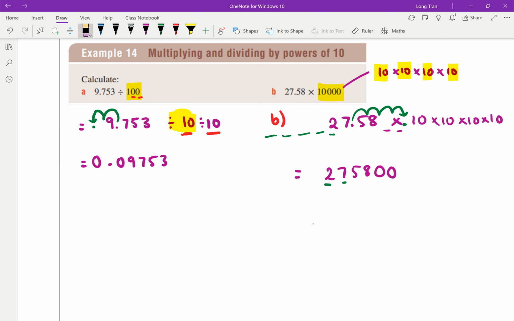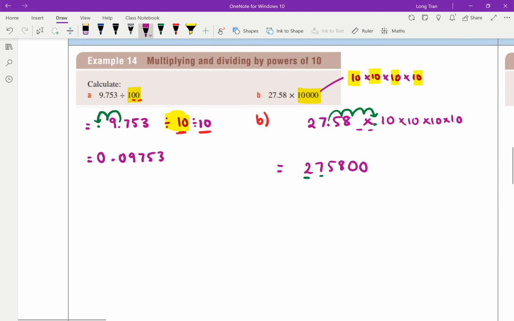That's okay. All right. So the idea is it's all about when you're multiplying, you move forward to the right, and if you're dividing, you're moving to the left. But I wanted you to understand why this method works. Okay. So there you go. That's how you would do multiplication and dividing with powers of 10.